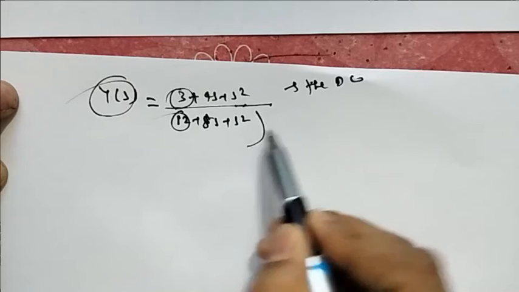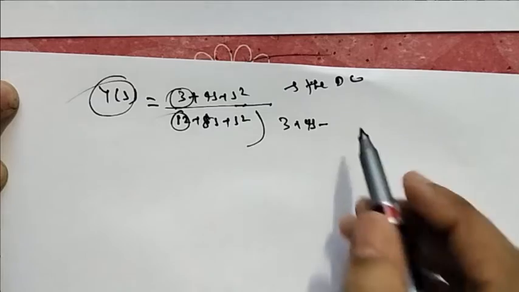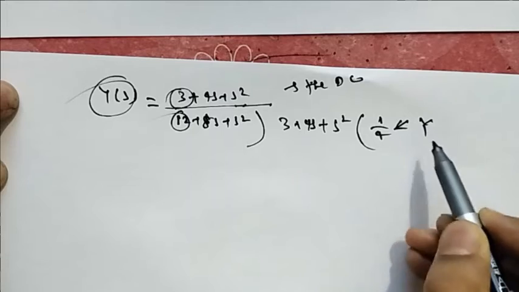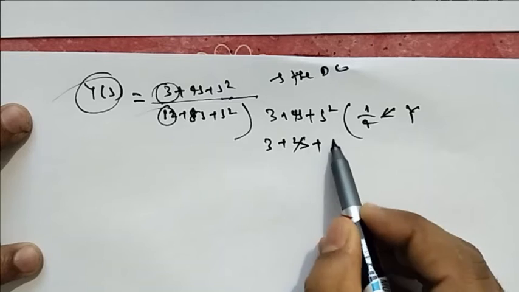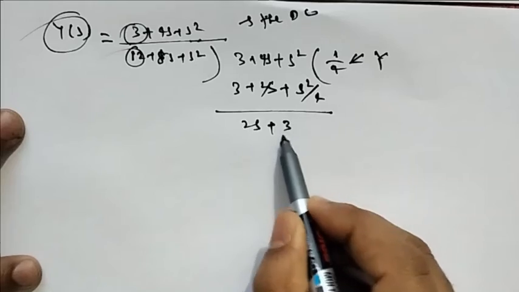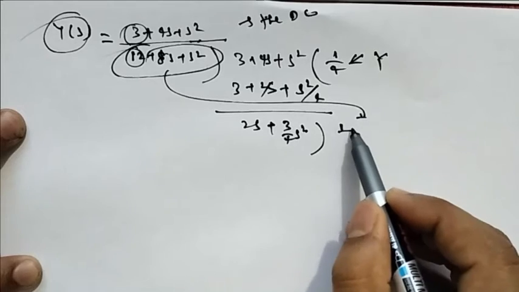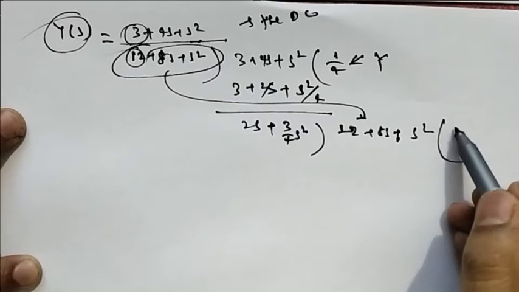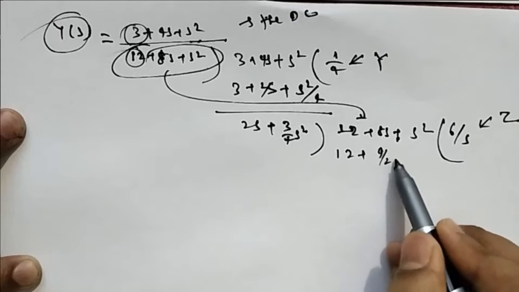Now let me divide 3 plus 4s by 3 plus 4s plus s square. Now if I divide with 1/4, the first term will be y, and 3/2s plus s square/4. Now it will be subtracted. Now we are left with 2s plus 3/4s square, and this term is going to appear here, 12 plus 8s plus s square, and if I divide with 6/s, this term will be z. Now we are left with 12, 9/2s.